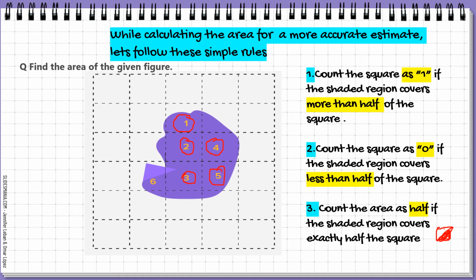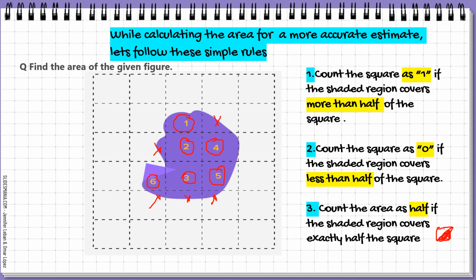This also will be taken as 0, so I'm not counting this, and I'm also not counting this. Let's look at this one. This one is more than half. It is covering a lot of area, so I take it as 1. So 6 squares. Now look at this one. This is also less than half, so I will take it as 0. And this one also is less than half, so I'll take it as 0. So the area of this irregular shape is 6 squares.